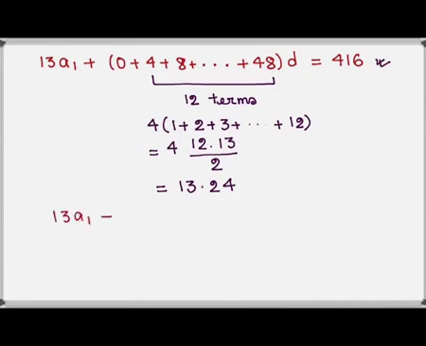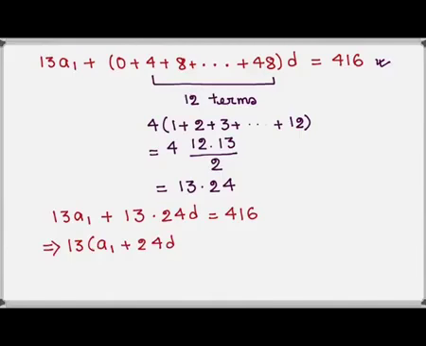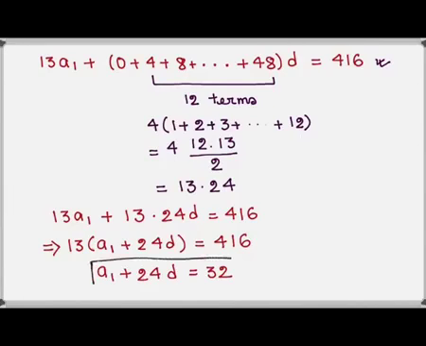So this equation turns out to be 13a1 plus 13 into 24d is equal to 416, and taking 13 out we get inside a1 plus 24d, and the whole thing is equal to 416. So finally we get a1 plus 24d is equal to 32. So this is one equation we have in a1 and d.